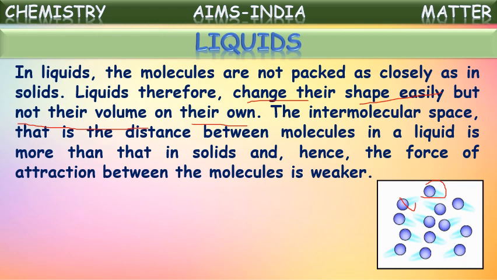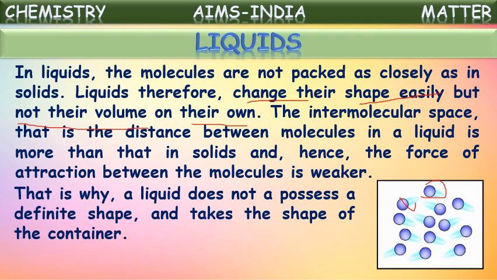When compared with solids, liquids have more space between the particles. And the forces of attraction between the molecules are also weaker, when compared with the solids, which have high force of attraction, whereas in liquids, the forces of attraction between the particles is very less. Okay, and that is why a liquid does not possess definite shape and takes the shape of the container, we can say. If you take in a glass, in a tumbler, in a pot, in one steel container, whatever you are taking, it takes the shape of that container.